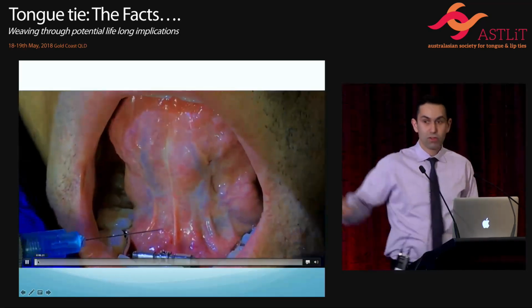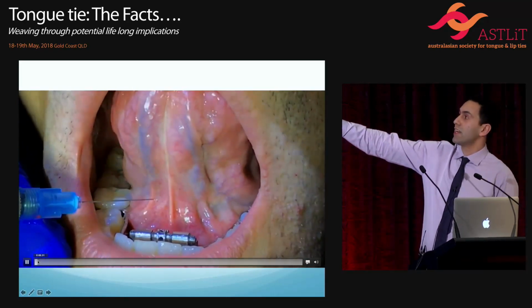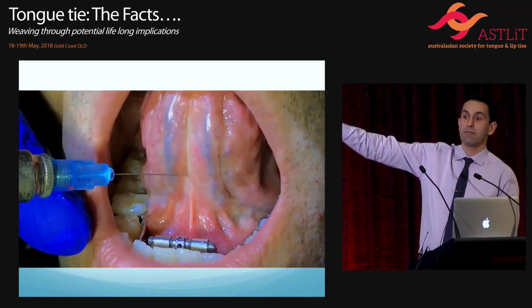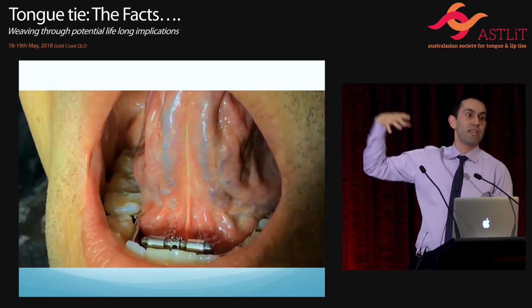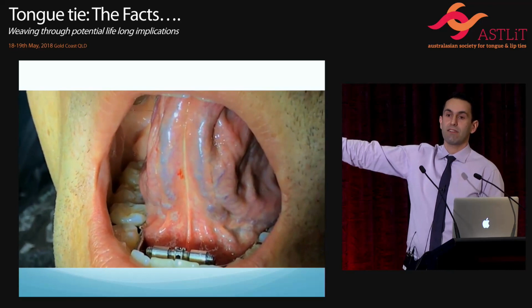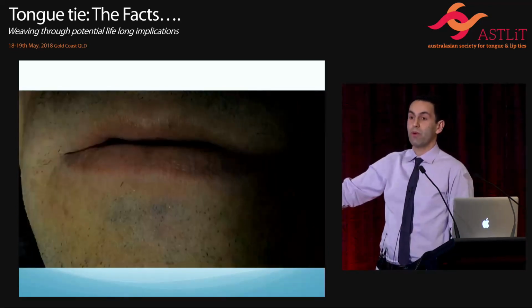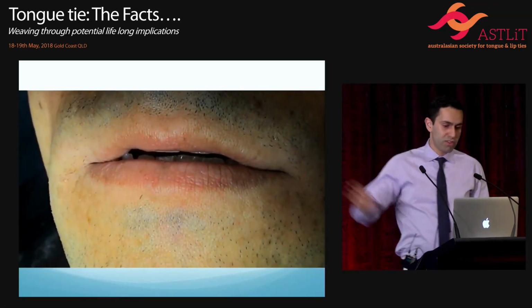Okay, so you take a look at this case, and you're like, where's the tongue tie, right? So this is a grade 1. And I'm demonstrating this just to advance the care. I'm not advocating that you guys do this. I'm just doing it as a case report. So we start by numbing up the tongue.